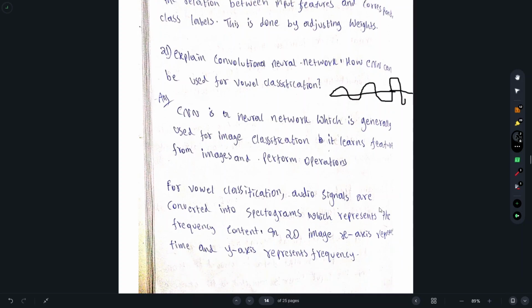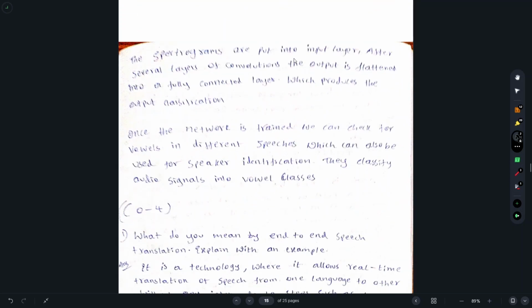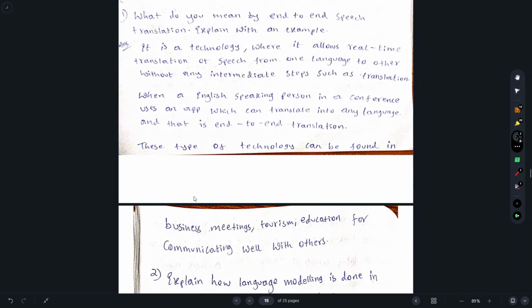For vowel classification, audio signals are converted into spectrograms, which represent the frequency content as a 2D image. The x-axis represents time and the y-axis represents frequency. Depending upon the frequencies, the vowels can be classified. The spectrograms are put into the input layer. After several layers of convolutions, the output is flattened into a fully connected layer. Once the network is trained, we can check for vowels in different speeches. What do you mean by end-to-end speech translation?